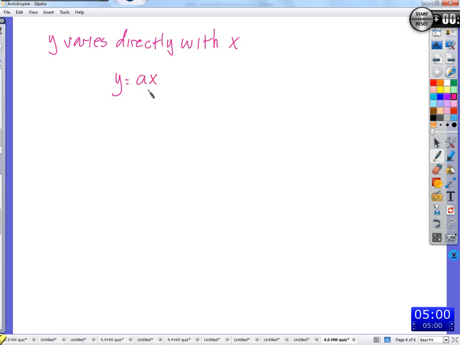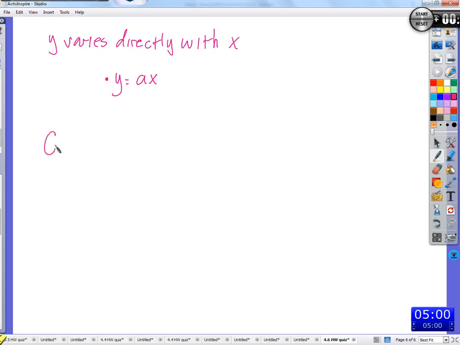There are other types of variation. You can say it varies inversely, it varies inversely to the square, whatever. Here is one of our first examples of that specific vocabulary. And y varies directly with x just means to get y, you take x and multiply it by a constant. That's the definition of varying directly.